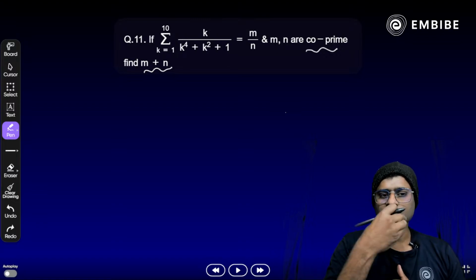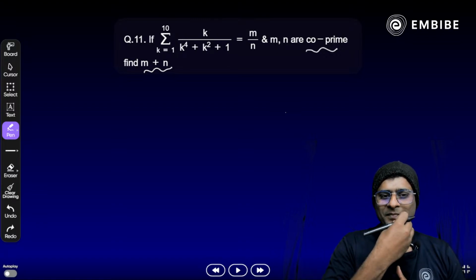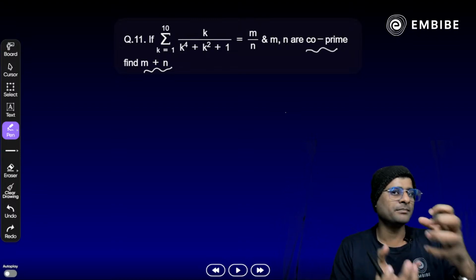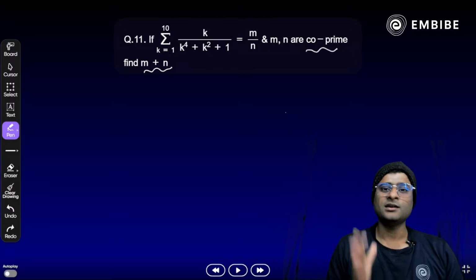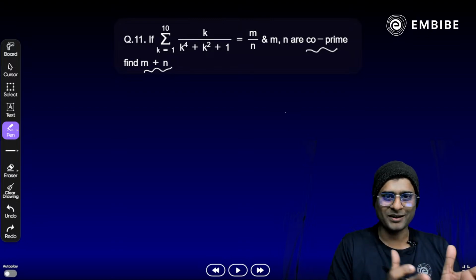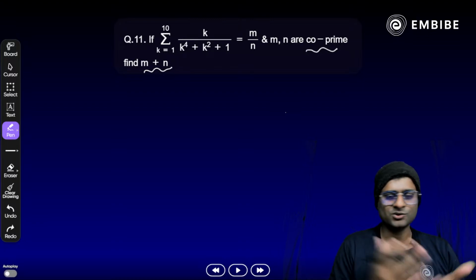Co-prime numbers are those numbers which have 1 as a common factor, correct? जिसका HCF 1 होता है, वो दो नंबर जिनका हाईएस्ट कॉमन फैक्टर 1 होता है उन्हें आप को-प्राइम नंबर कहते हैं. या कुछ भी कॉमन ना आ रहा हो उनके फैक्टर्स में अदर देन 1, दैट इज को-प्राइम नंबर.